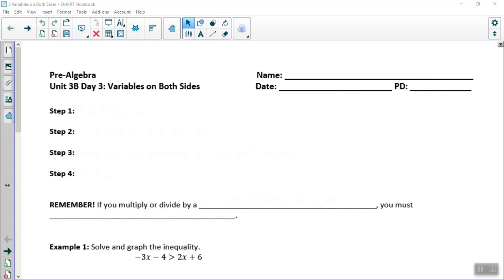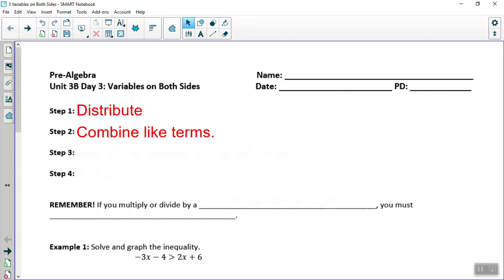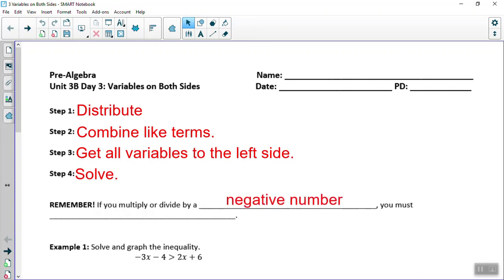Just like with solving equations with variables on both sides, our first step is to distribute and then combine like terms. Remember that beginning process is just to simplify. We simplify each side, then we can go into the solving. And that's our last two steps. We get all the variables to the left, and then we solve that remaining two-step equation. Remember, if you multiply or divide by a negative number, you need to flip that inequality sign.